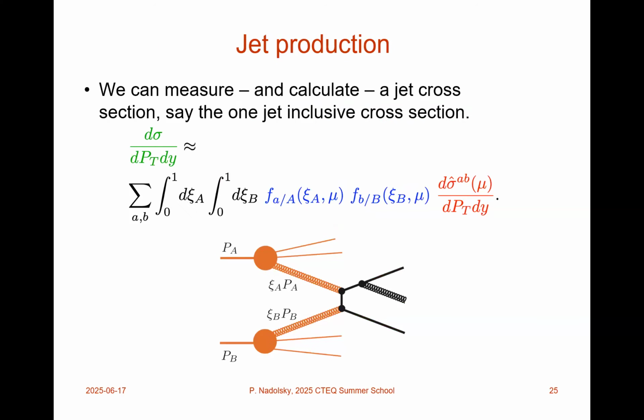All right, so what about jets? Jets is another process that you study in hadron collisions. Now the jets have color in the final state, and you have massless quarks. Massless quarks radiate much better than massive ones.